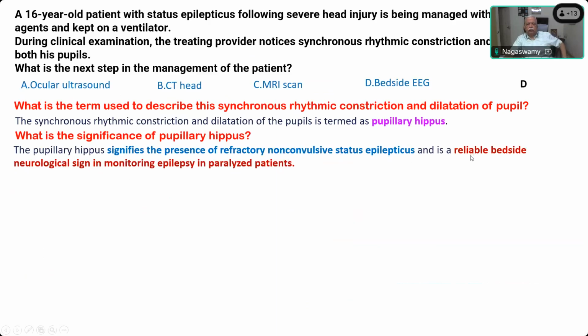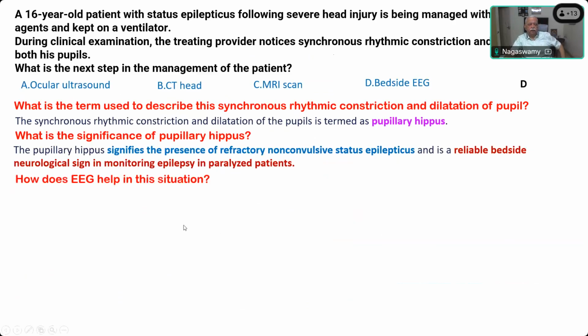This pupillary reflex is a reliable bedside neurological sign in monitoring epilepsy in a paralyzed patient, because you have now paralyzed the patient with a neuromuscular blocking agent. So you do not know whether the epilepsy is controlled or not. By the EEG as well as by this eye reflex, you know that his epilepsy is still going on, even though he is not showing muscular contracture or tonic-clonic convulsions.